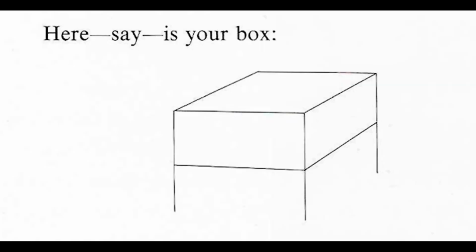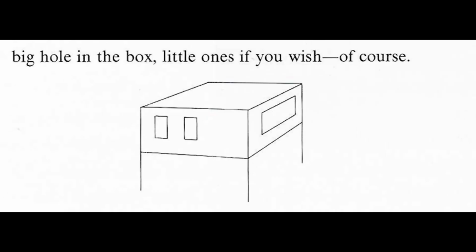Now I will try and show you why organic architecture is the architecture of democratic freedom. Why? Well, here, say, is your box. Big hole in the box, little ones if you wish, of course. What you see of it now is this square package of containment. You see? Something not fit for our liberal profession of democratic government, a thing essentially anti-individual. Here you may see, more or less, the student architecture of almost all our colleges.